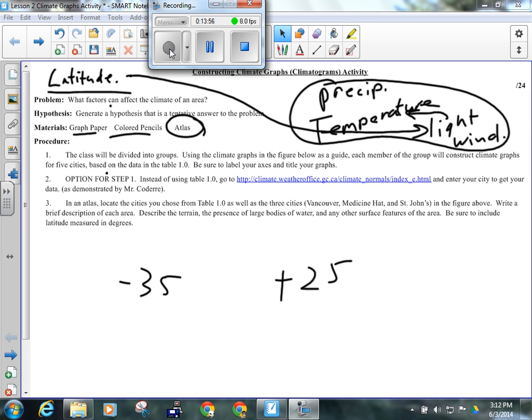Yeah, guys, a question just came up here. How do we do this? Do we scan this in and then submit it electronically? The answer is no. This one you'll actually be handing in a physical copy of because you'll have all of your climatograms.